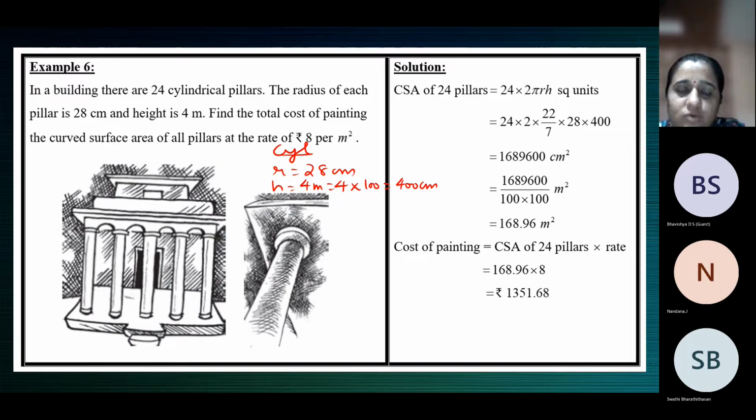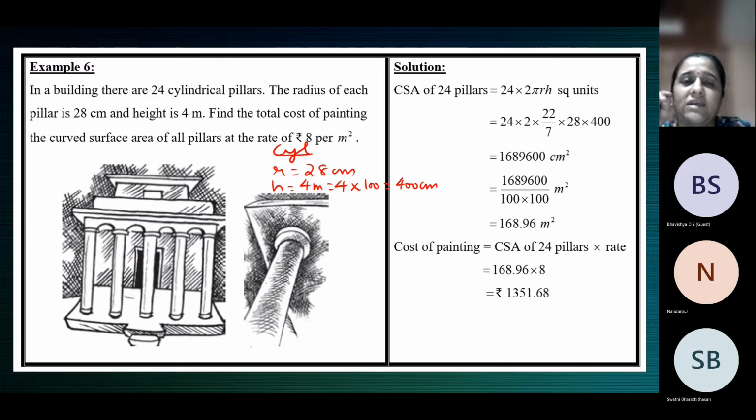So whenever you substitute the values in a formula, all the values must be in the same unit, either all in centimeters or all in meters. What is preferred is to convert the bigger unit to the smaller unit. It's easy to convert. So here, meter to centimeter. 4 meters is 4 into 100 centimeters, which is 400 centimeters. So substitute the radius and height in centimeters.